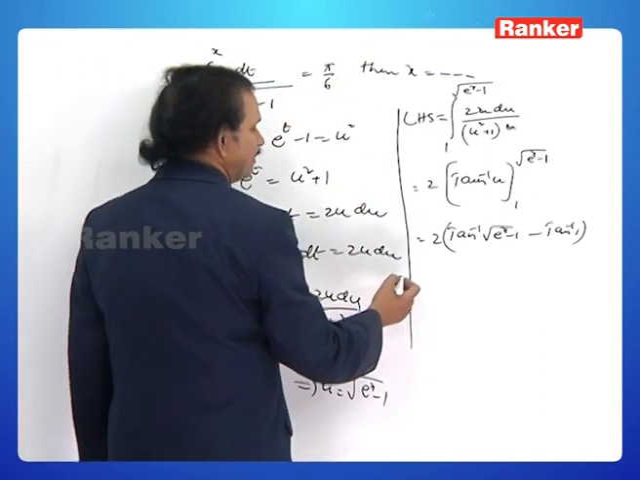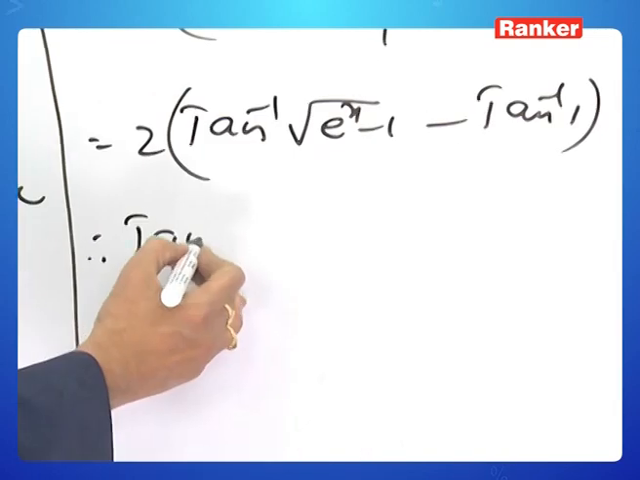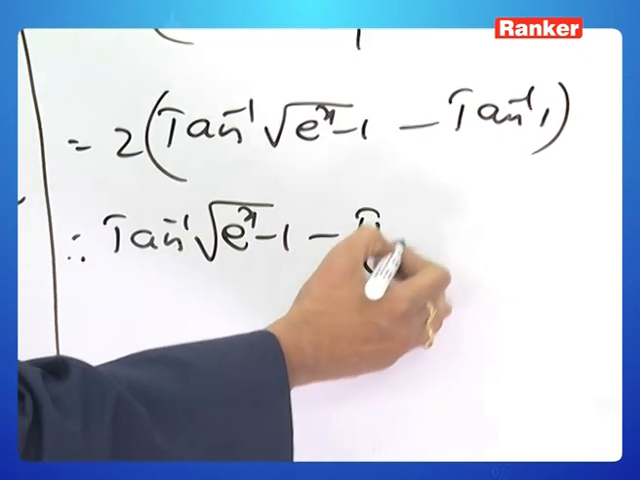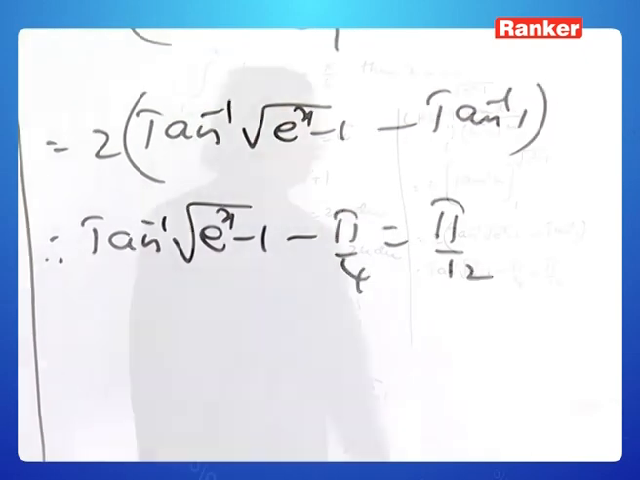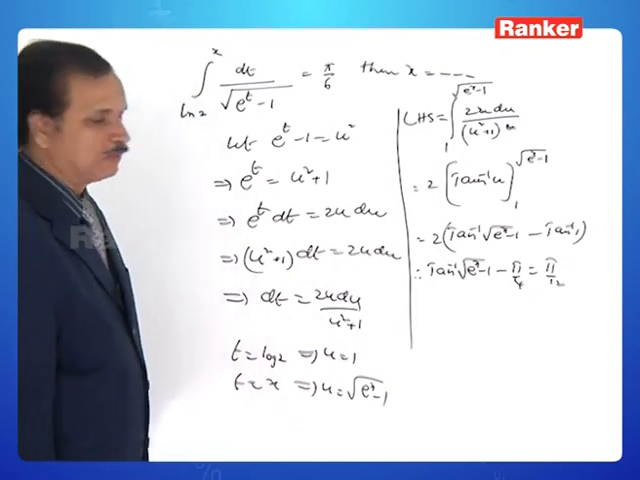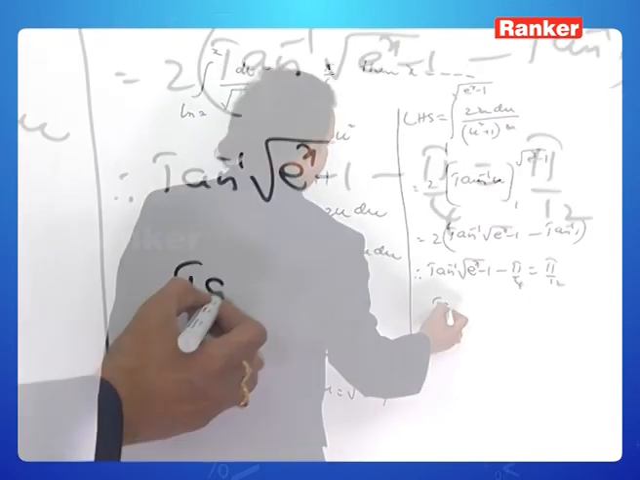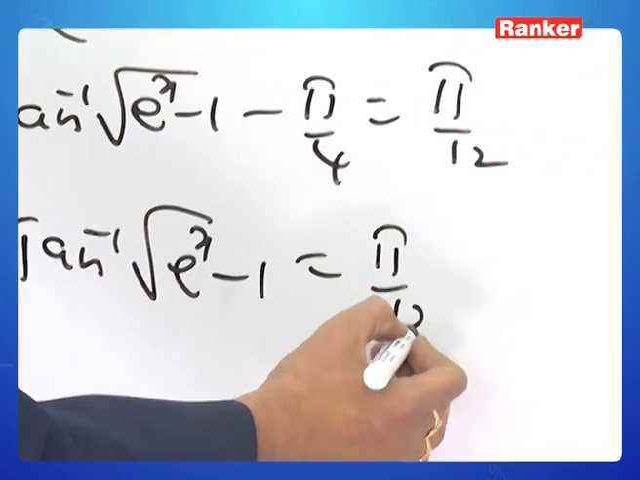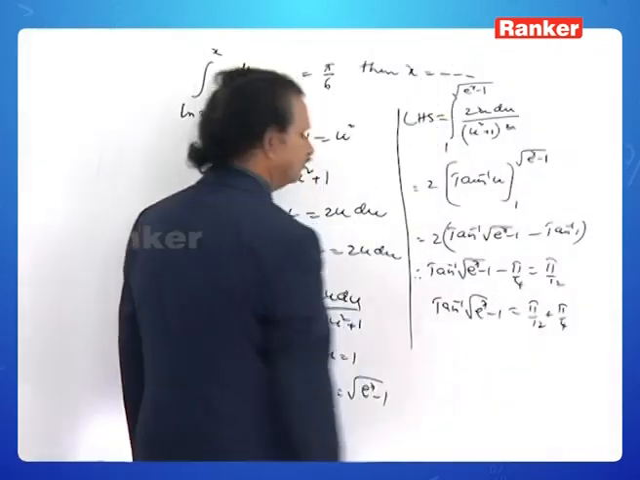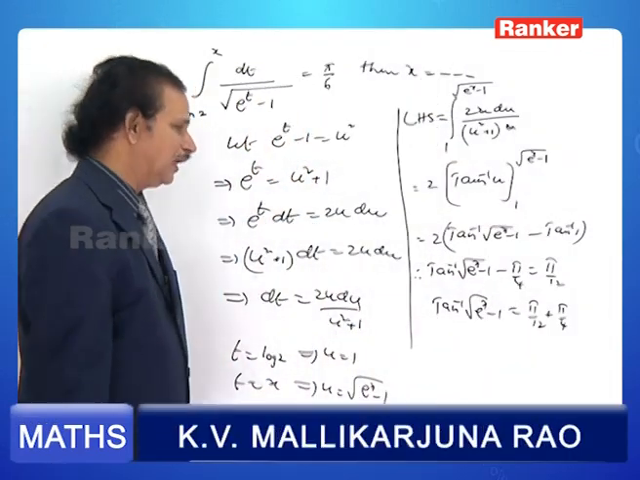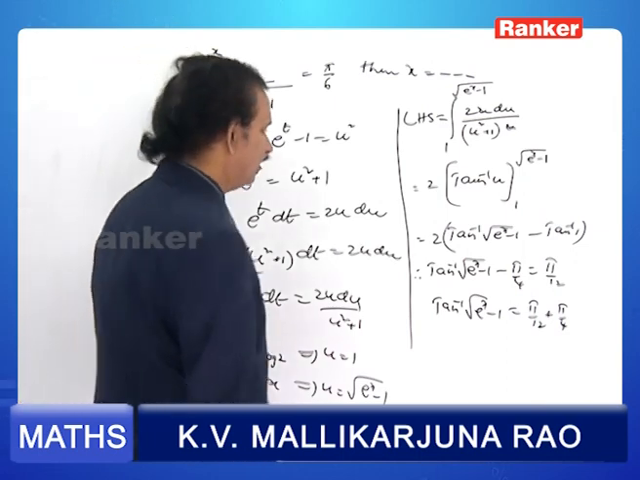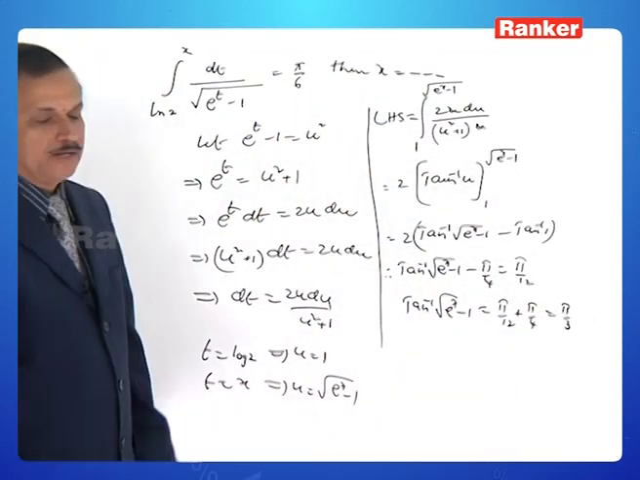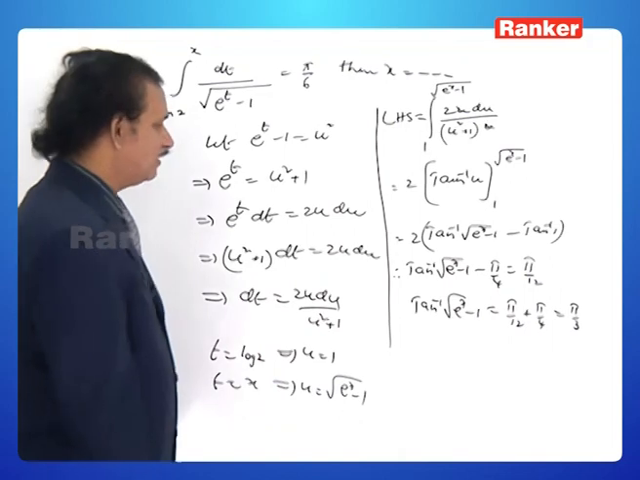But RHS is pi by 6. Therefore, tan inverse of root of e power x minus 1 minus pi by 4 is equal to pi by 12. Therefore, tan inverse of root e power x minus 1 is equal to pi by 12 plus pi by 4. What is the LCM? 12. Pi plus 3 pi, 4 pi by 12. 4 pi by 12 is pi by 3. Tan inverse root of e power x minus 1 is pi by 3.